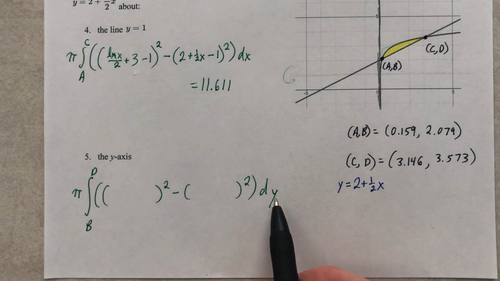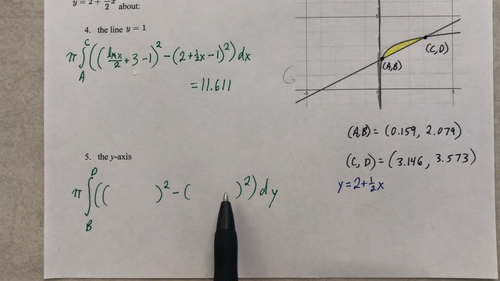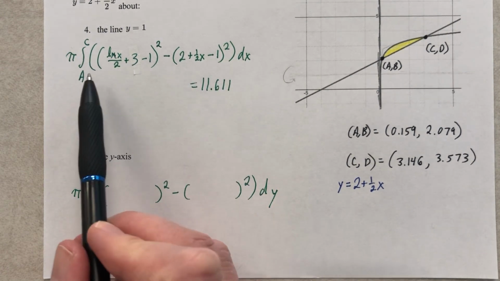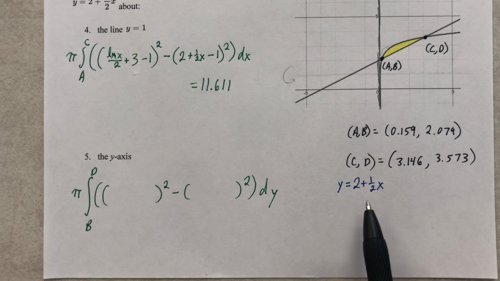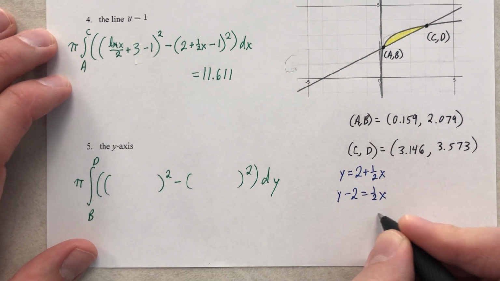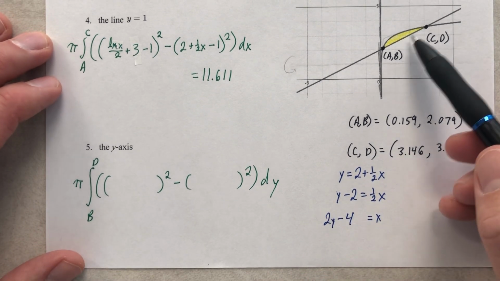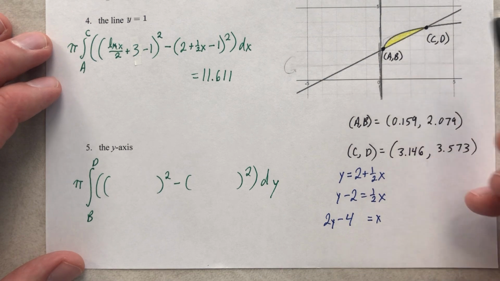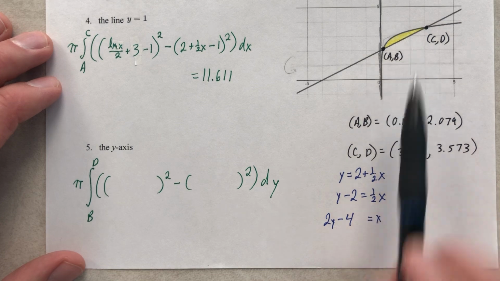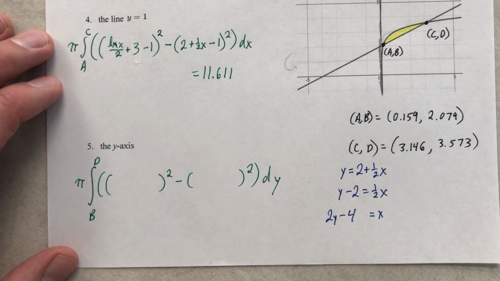Well, because I'm rotating around a vertical axis, I need y's in here, not x's, right? Okay, so when rotating around a horizontal axis, I had dx with lots of x's. I need this to be solved for x, so I'll have y's instead. And so x equals, we'll double everything, 2y minus 4. That is my outer function. So furthest from my axis of rotation is my outer function, which is 2y minus 4. Okay, great. That goes here, and it goes first.